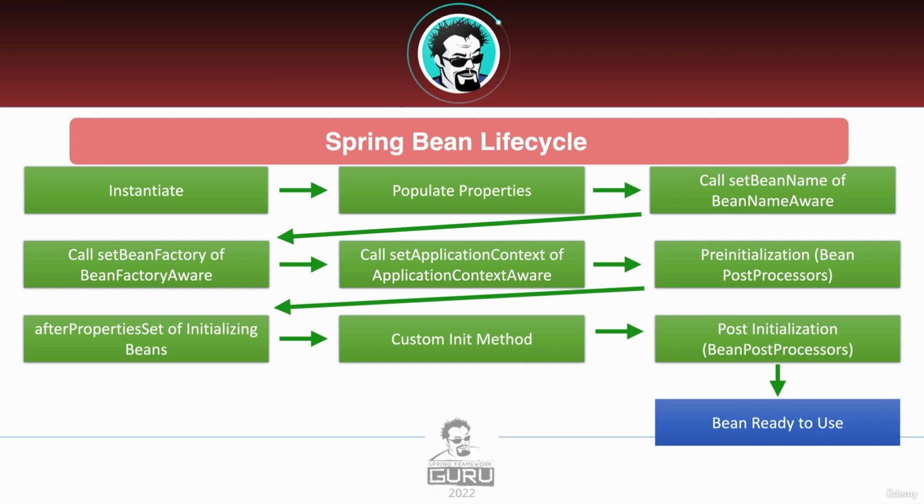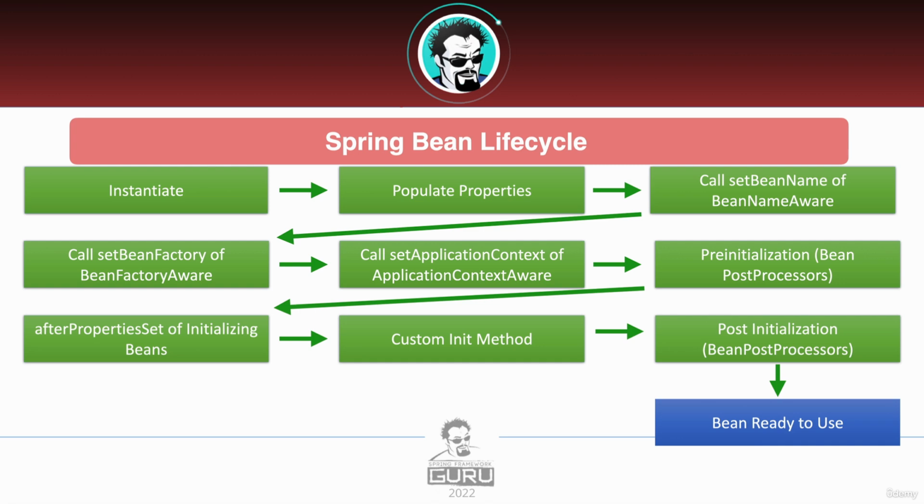Then we have the BeanFactoryAware, the ApplicationContextAware, and then we have pre-initialization, and this is going to be done with BeanPostProcessor. So these are callbacks that we can hook into, and then finally, we get to afterPropertiesSet of InitializingBean. We can also provide custom initialization methods. And then one of the last things is the post initialization. So these are all steps that the bean goes through before it is ready to use.